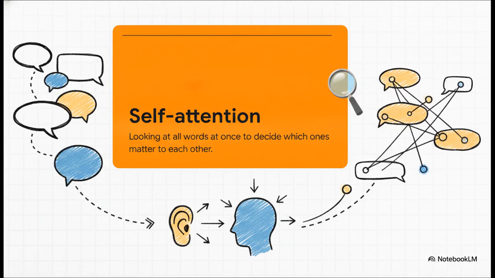Well, self-attention does something incredibly analogous to that. Instead of reading left to right, the transformer looks at every single word simultaneously and asks, hey, which other words in this sentence are the most relevant to understanding this specific one?